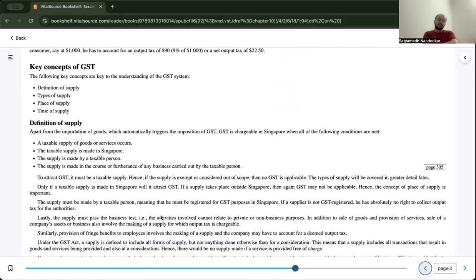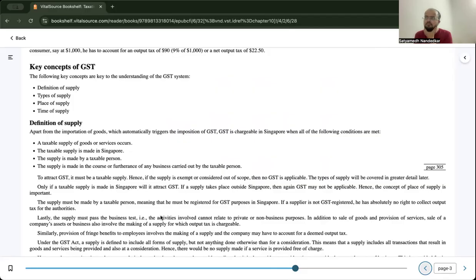Okay, now let's have a look at some basic concepts of GST. All of these are going to play a very significant role in the multiple choice questions and in the constructed response questions also. The following key concepts are crucial for GST. Definition of supply. See, goods and services tax. Tax is levied on the transaction of supply. But that means we first of all have to define supply.